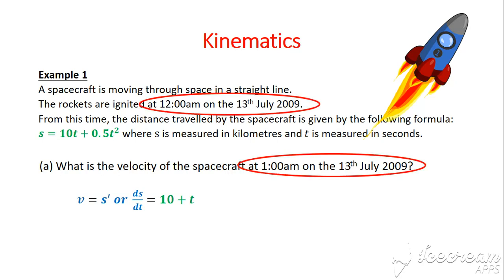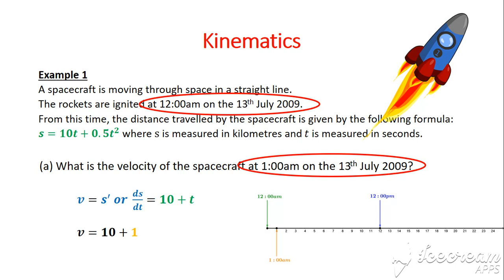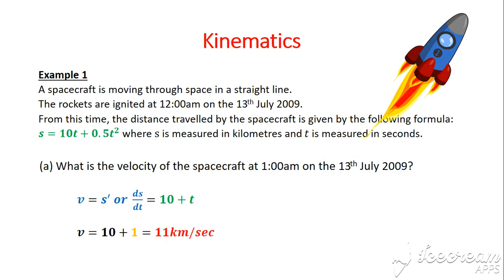Now, we're told, what's the velocity at 1 o'clock in the morning? Well, 1 o'clock is 1 hour after the rockets are ignited. So we need to put 1 in for t, for time, 1 hour later. So we just need to go 10 plus 1, which gives us a velocity of 11 kilometers per hour.